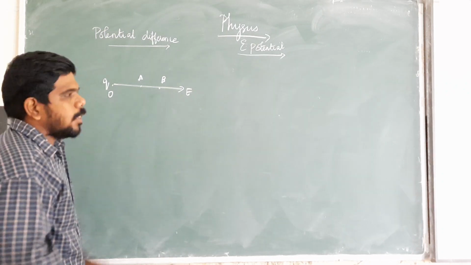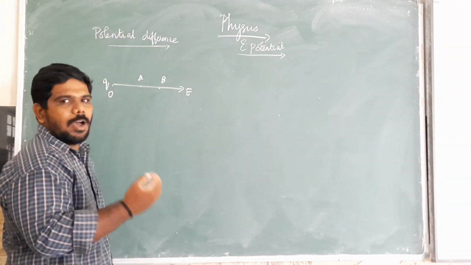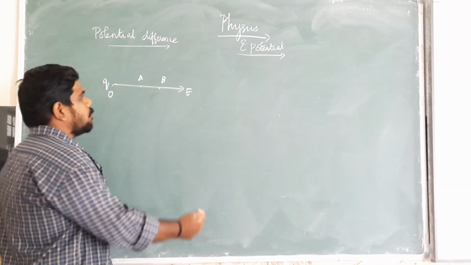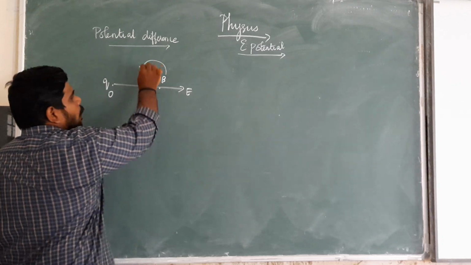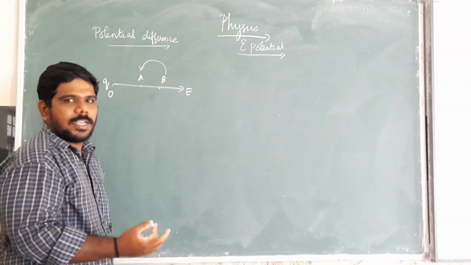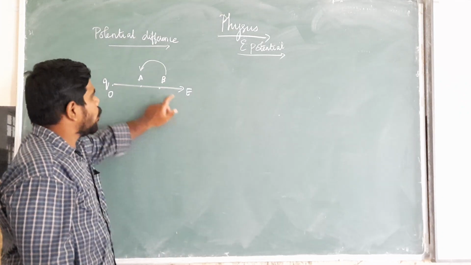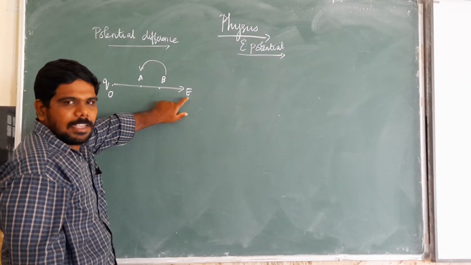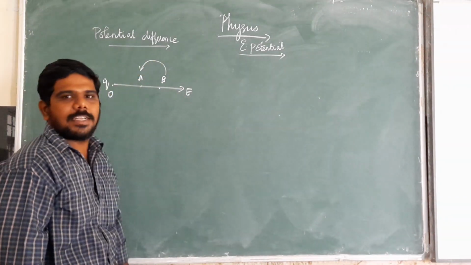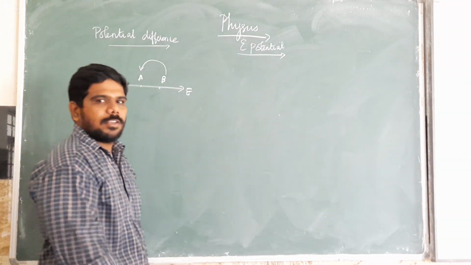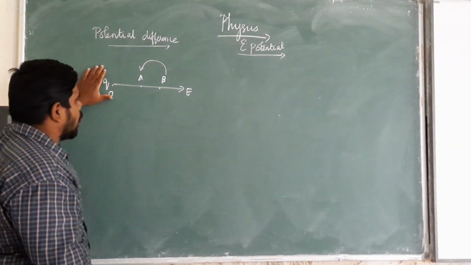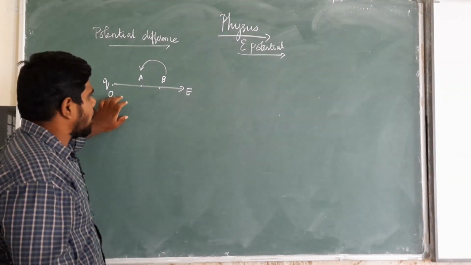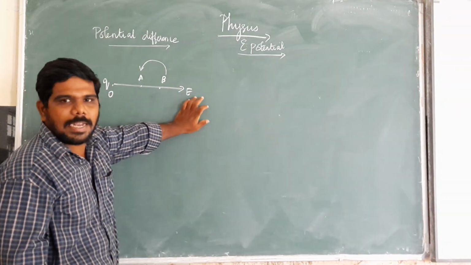The amount of work done required to move a unit positive charge from one point to another point against the electric field is called the potential difference. So what is the potential difference? We consider a charge placed at the point O, which produces a uniform electric field.